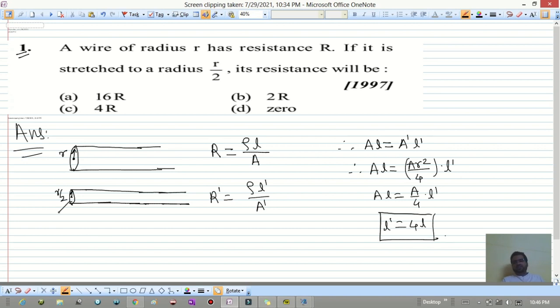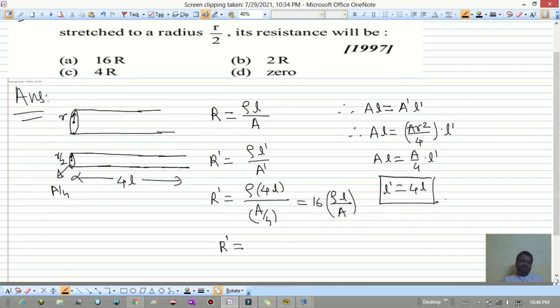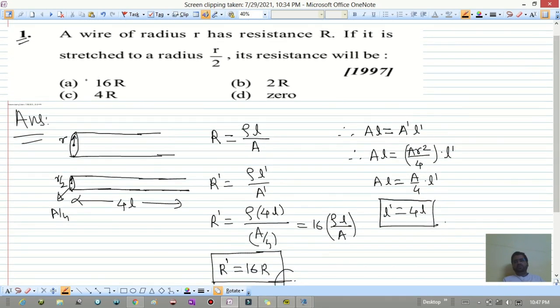So the area for this wire is A by 4, and the length is 4L as compared to the initial one. So R dash we can write as rho 4L divided by A by 4. As you can see, this is 16 rho L divided by A. And rho L divided by A, we have just seen, is the resistance of the first wire. So R dash, the final resistance, is 16 times the initial resistance. I hope this is clear now. So option A is the correct option for this question.